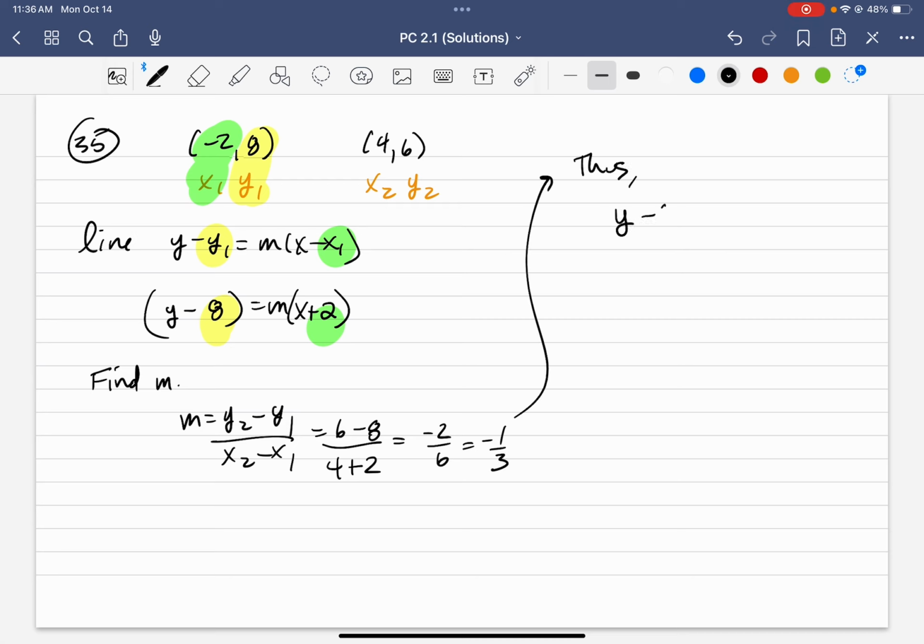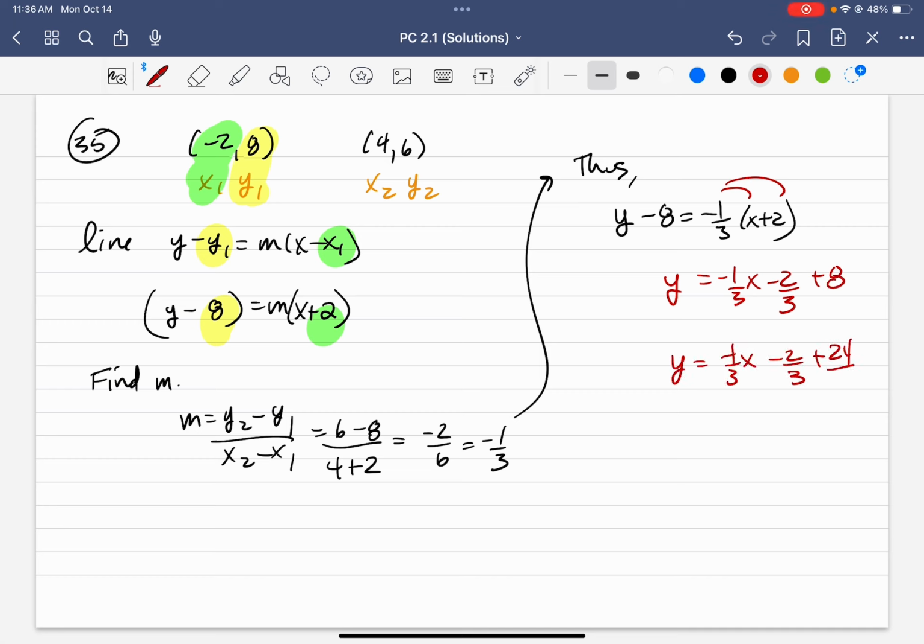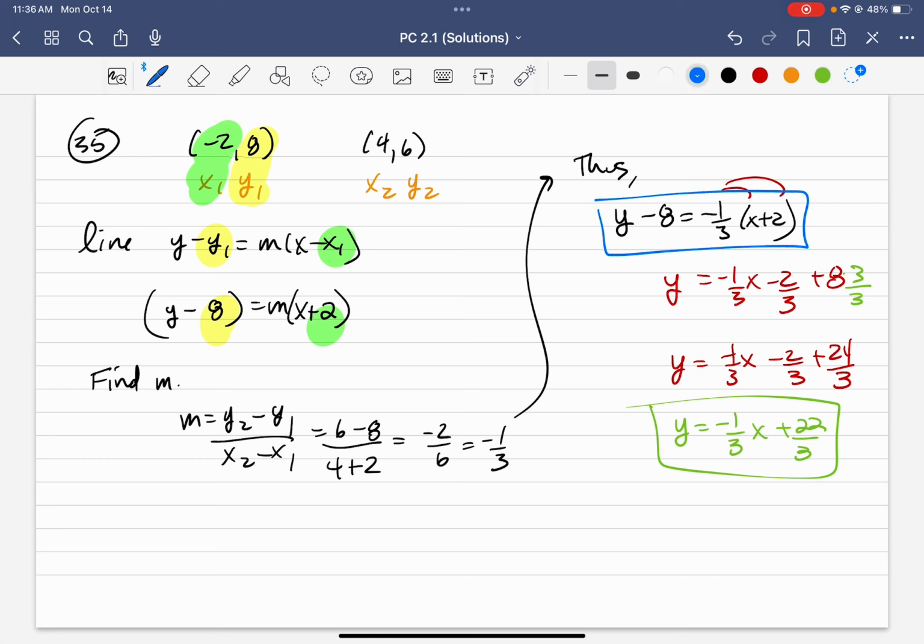Thus, we have y minus 8 is equal to -1/3 x plus 2. If I distribute, I get -1/3 of an x minus 2/3. And then if you add that 8, it comes over here. So you have -1/3 of an x minus 2/3 plus 24/3, because I multiply this by a well-chosen 1 of 3 over 3. So I guess at the end you get -1/3 of an x plus 22 over 3. Again, if I do not tell you to put it into slope-intercept form, what's in blue would have been okay.